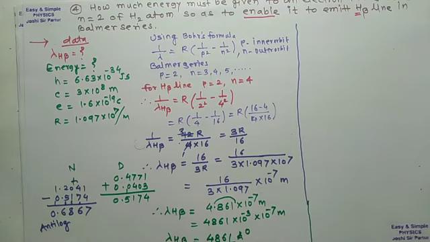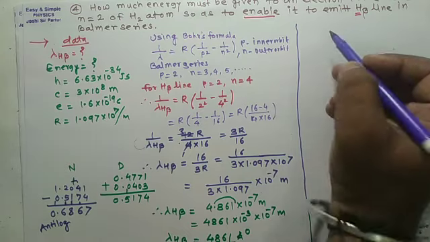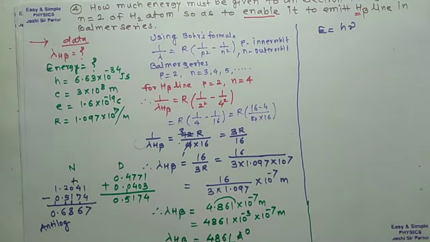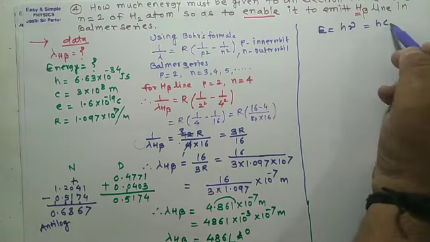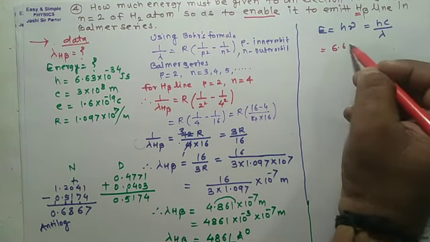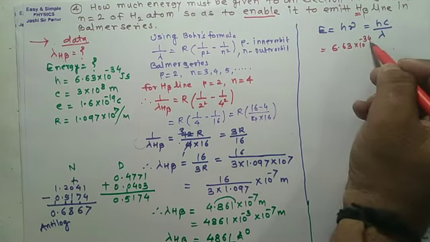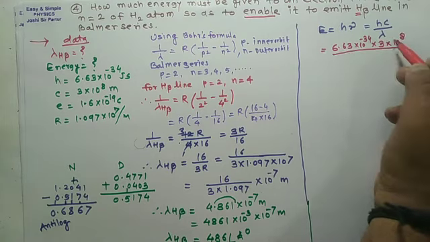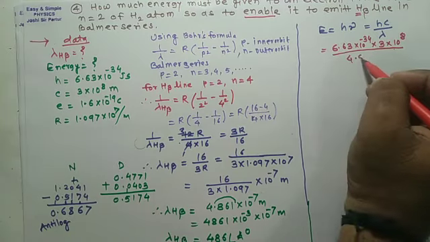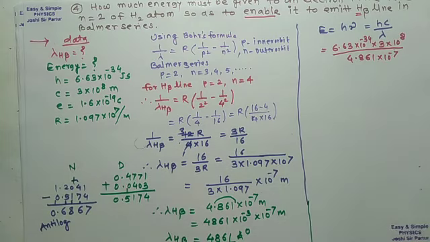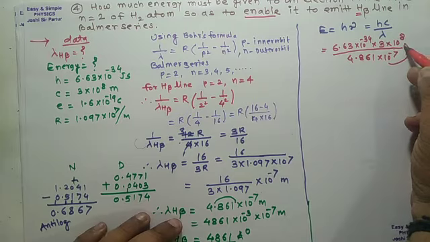But here we can also find out how much energy. Using Planck's quantum theory, energy is equal to h nu. Nu is equal to c upon lambda. So energy is equal to hc upon lambda. If we substitute the values, 6.63 into 10 raised to minus 34 multiplied by 3 into 10 raised to 8 divided by lambda H beta, which will be 4.861 into 10 raised to minus 7. First of all, 10 raised to minus 7 goes to the numerator.